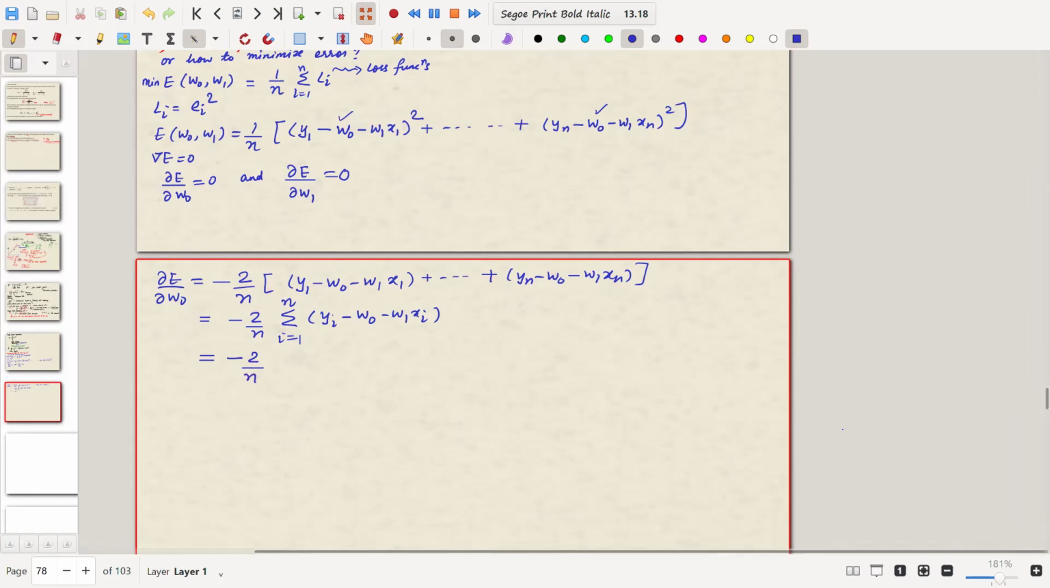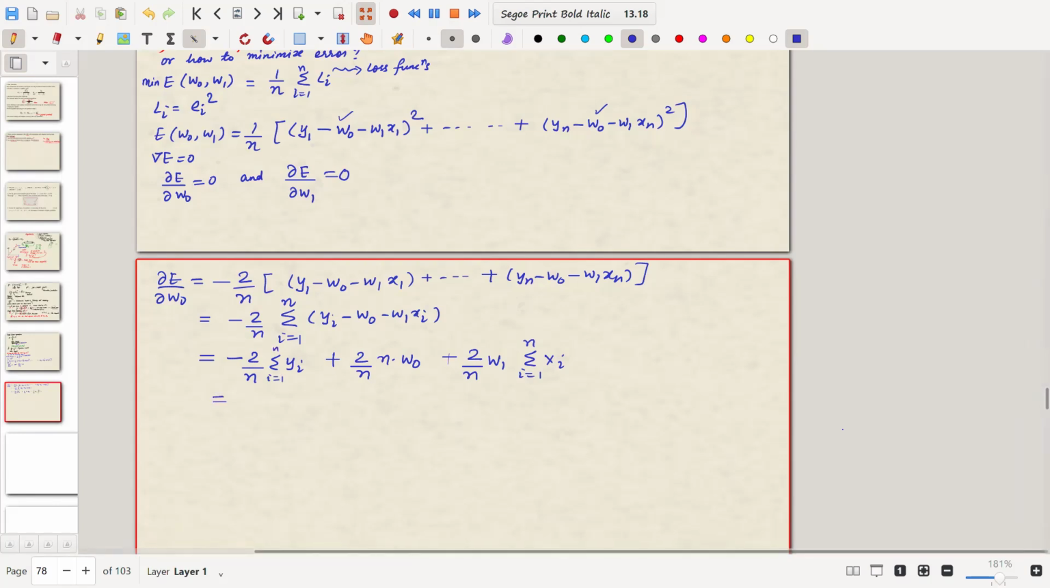-2 by n summation yi. Then -2 by n summation w naught again and again, that is n times w naught. Minus of minus is plus. Sorry, minus of minus is plus also here. What do you have? 2 by n w1, which is constant. I took it outside. Summation of xi, i equals 1 to n.